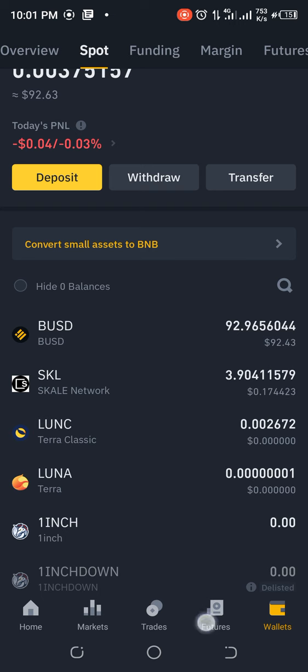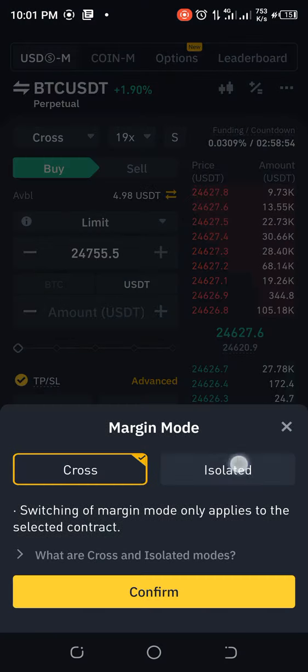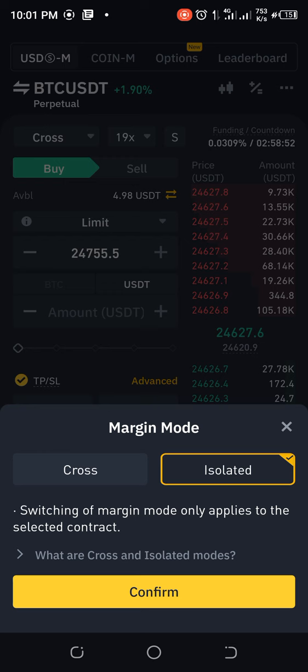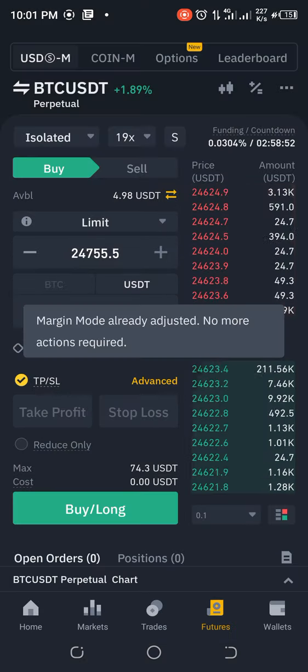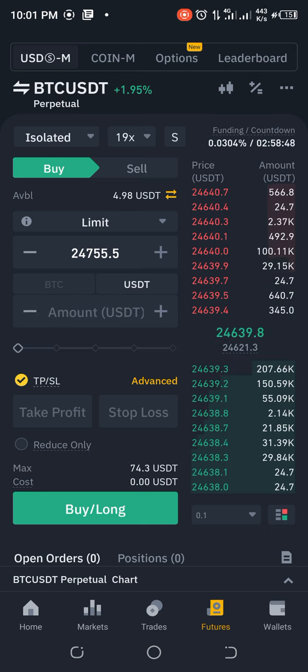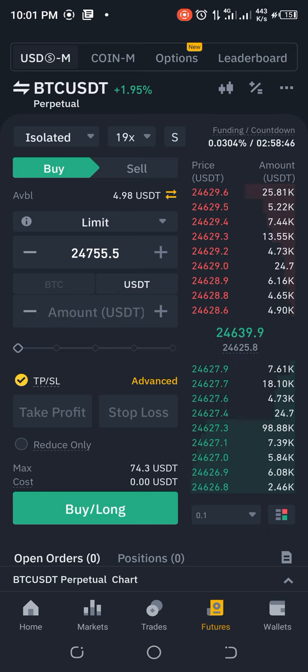But if I'm using only isolated margin and I confirm, immediately it gets to that, it exhausts the 4.98 USD I have here on my trade. It will terminate the trade. So it's not going to my spot account to pick my money again. The money there is safe.